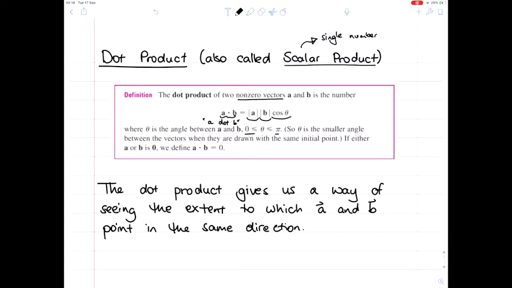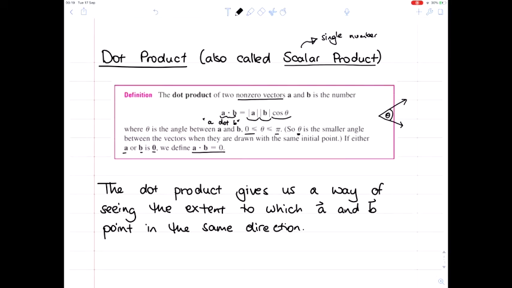So if you think about it, remember that we have 2 pi radians in a full rotation, so we always take the smaller angle between the vectors when they're drawn from the same initial point. So for example, if we have these two vectors, we will take the smaller angle, theta. And just so that we have the definition for everything we need, if either of our vectors is actually the 0 vector, we're just defining straight away that their dot product is 0.